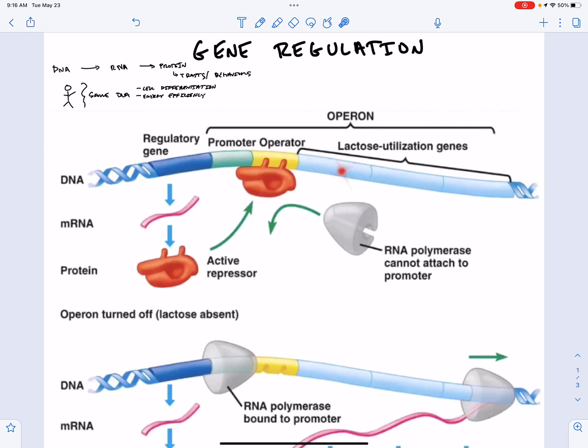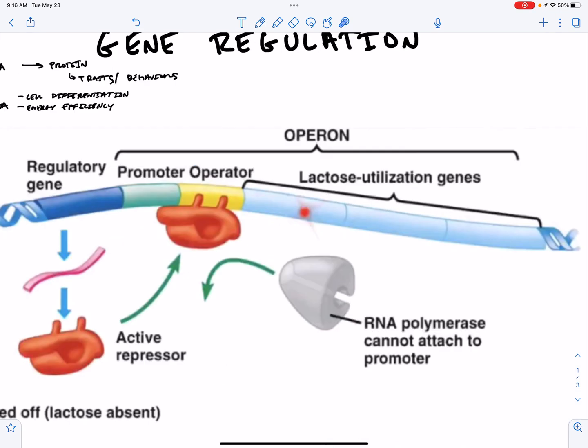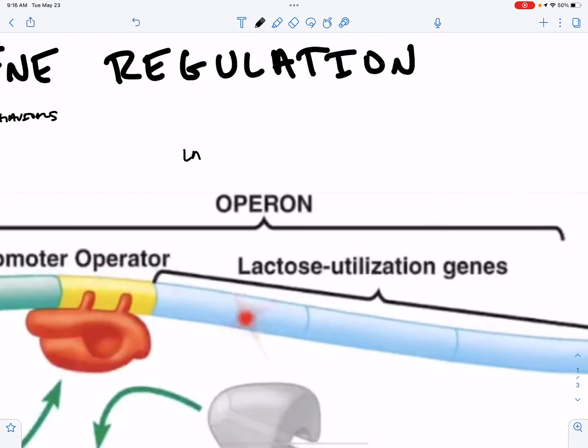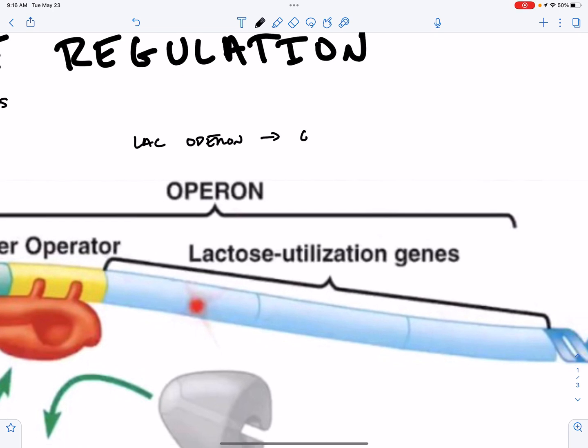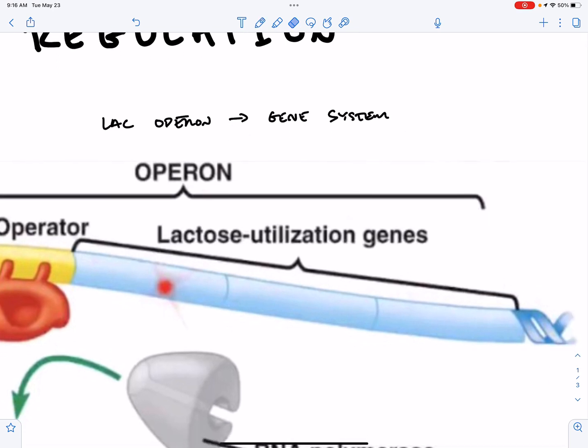Okay, so what we're looking at here is what's called the lac operon. And the lac operon is the system of genes that controls the digestion of lactose.